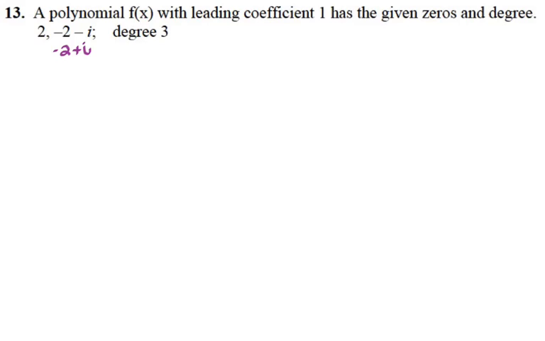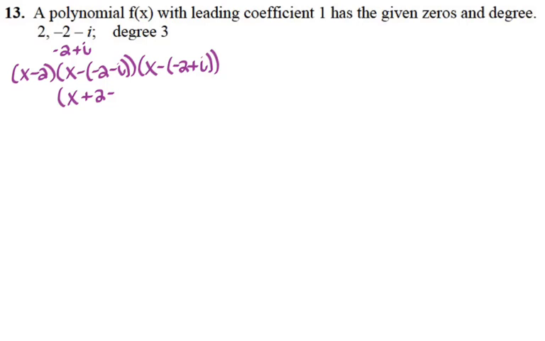And then from here, we set up our factors. Since I have a 0 at 2, my factor is x minus 2, because it's always x minus your 0. For your other two zeros, it looks a little weird because you're subtracting an expression. So it's x minus negative 2 minus i, and then x minus negative 2 plus i. I'm going to go ahead and distribute the minus in both of those parentheses because I don't like seeing the parentheses in the parentheses. I think it looks a little weird. And then I still have my x minus 2 in the front.